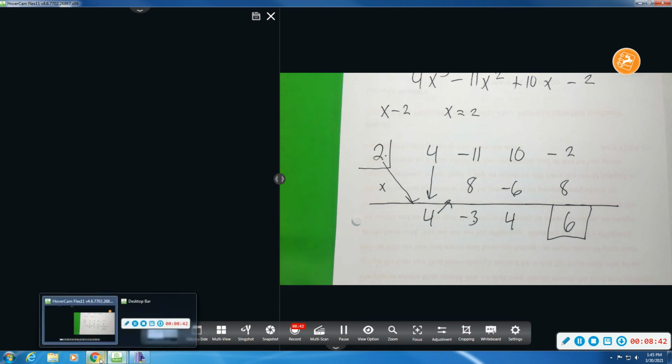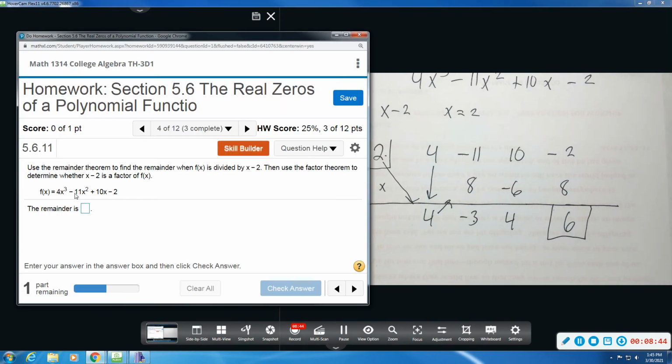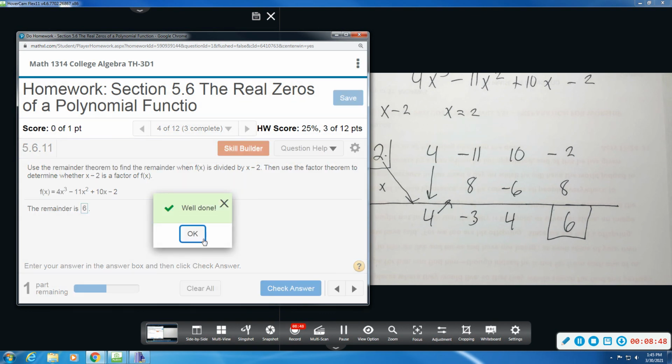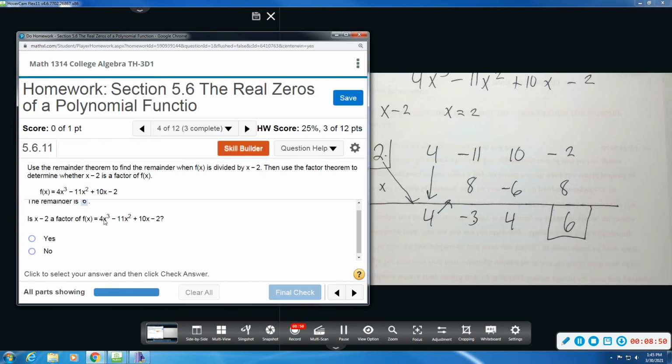So going back, the remainder is 6. And then the factor theorem, I think that's when we just plug it in. So what 2 ways did they want us to do? Use the remainder theorem. So any of these ways, they should give you the same thing.